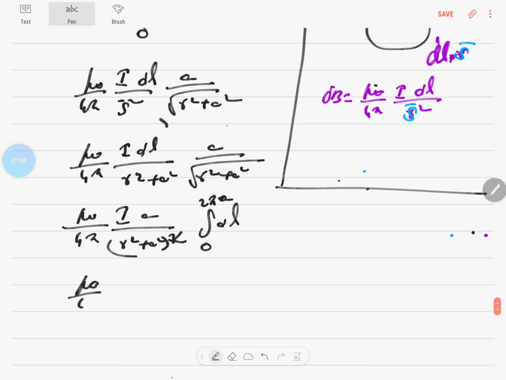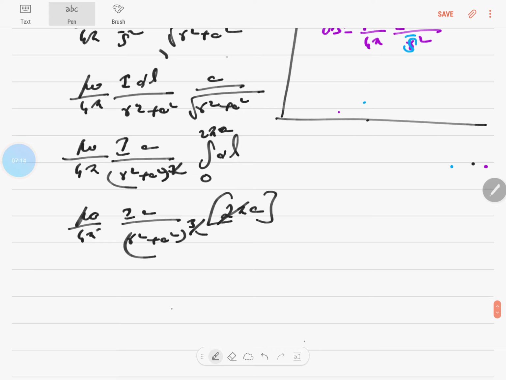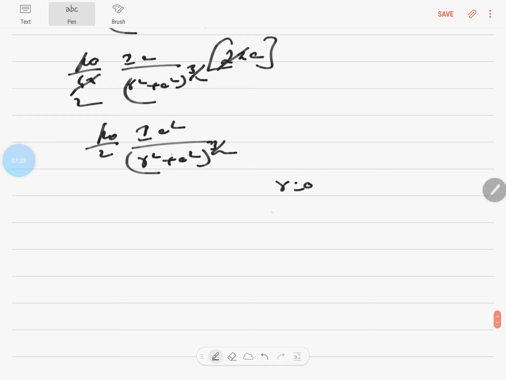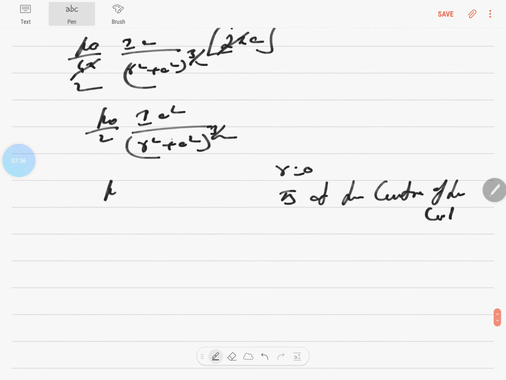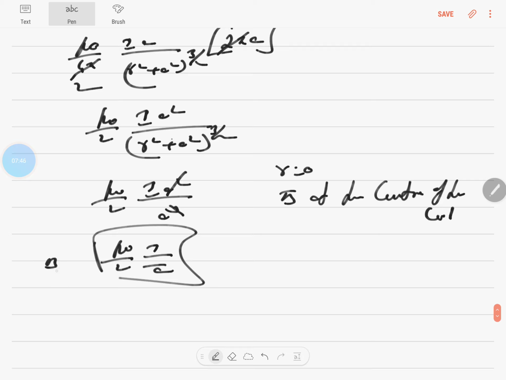So mu naught by 4 pi I A by R square plus A square the whole to the power 3 by 2, integration of dl is L, upper limit minus lower limit will give me 2 pi A. The 2 pi and the 4 pi get cancelled, it will become mu naught by 2 into I A square by R square plus A square the whole to the power 3 by 2. Considering R is equal to 0, which means you are finding the magnetic field B at the center of the coil. Obviously, if this distance R is 0, it comes to the center. The magnetic field at the center, R is 0, it will become mu naught by 2 into I A square by A cube, the A and A get cancelled. So mu naught by 2 into I by A is the magnetic field at the center of the circular coil. Very, very important. Mu naught by 2 into I by A.